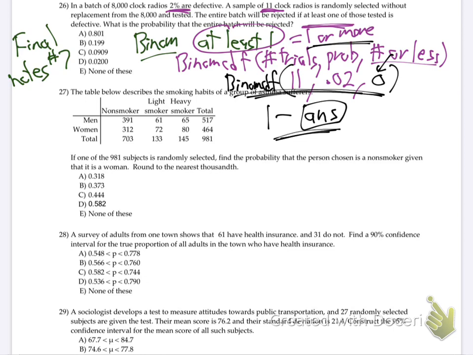B. D? B as in boy? 0.199. So what's the difference between the... It's at least 4. So at least 4. You do the binom CDF, and what's the back number? 3, right?